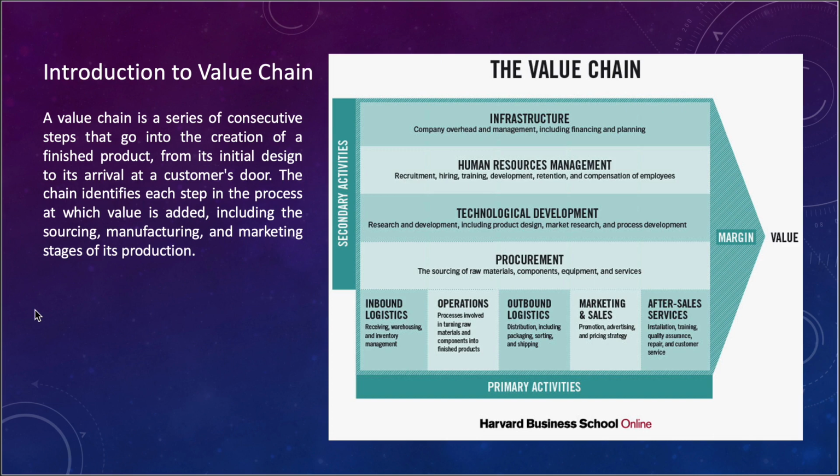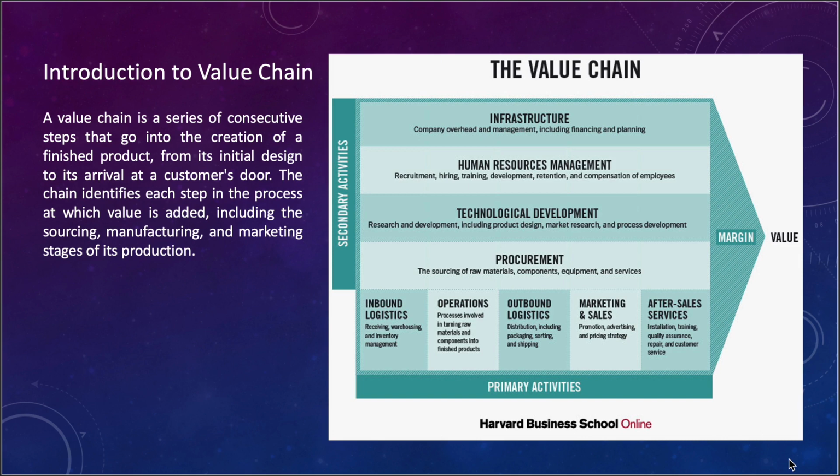The chain identifies each step in the process at which value is added, including the sourcing, manufacturing, and marketing stages of its production. So, this is a general overview or a general chart of value chains, right? A company, if you are running a company, all these things: the manufacturer, the human resource, the technology, the procurement, and inbound logistics or the raw materials of operations which we do to process that material, right?